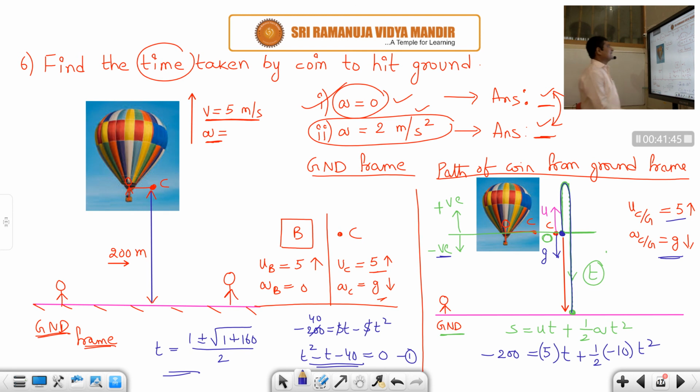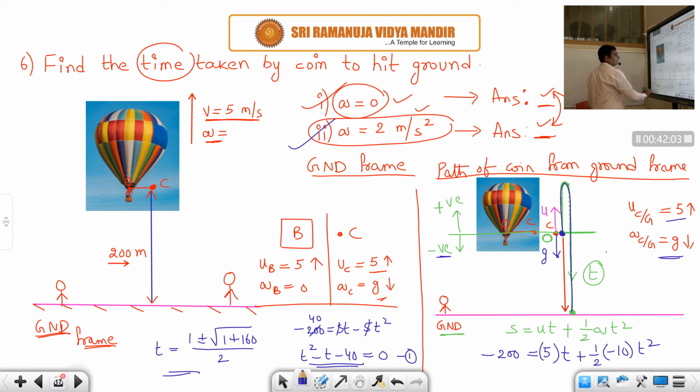Okay, students. And for the second case, you don't have to do it. Why? Because even if you do, you will get the same answer, because you are solving from the ground frame. You will get the same answer. Okay, students, so that's how we should solve these types of problems.